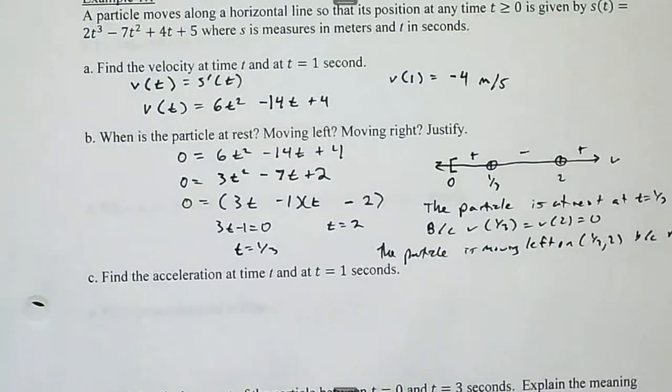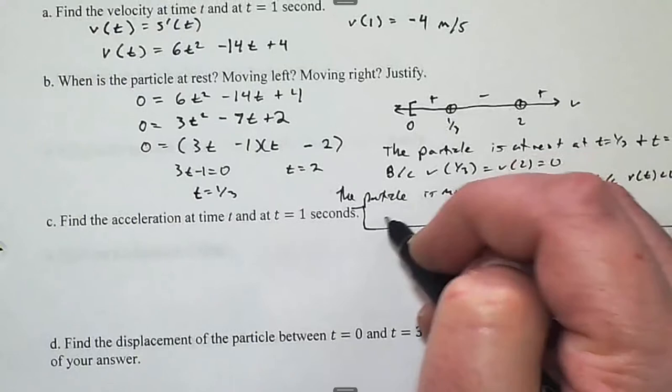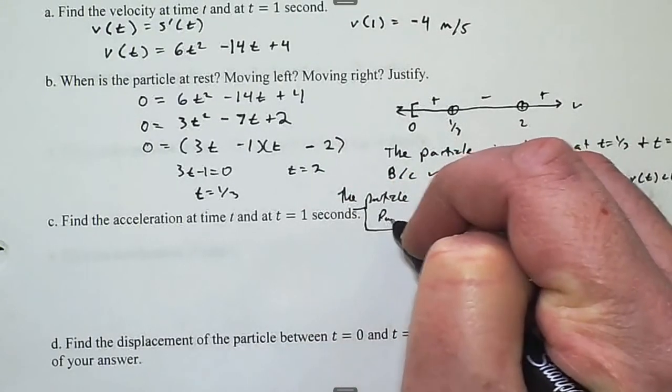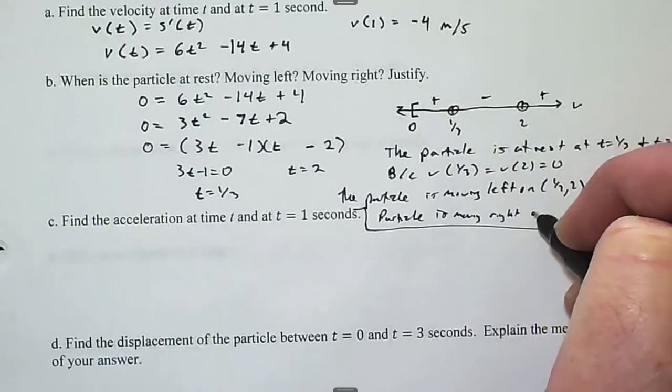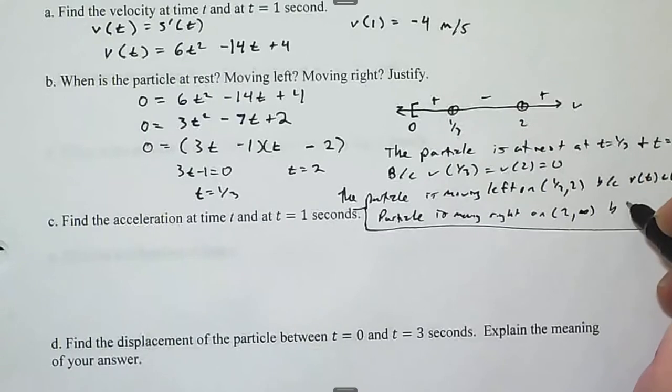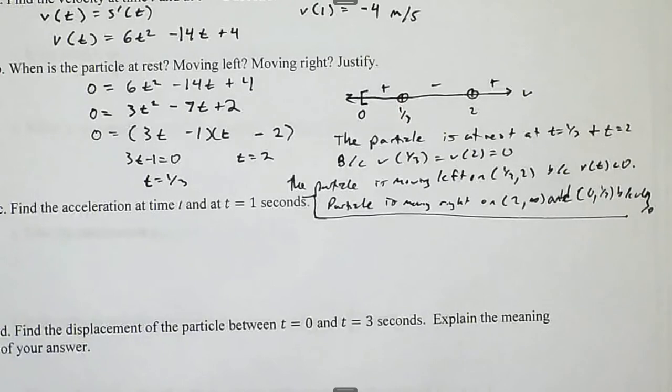Now, I could also be asked when it is moving forward, when it is moving backward, but we're just going to say left is the negative direction, right is the positive direction when moving horizontally. They usually make that clear in the problem, but I didn't. Lastly, we'll say the particle is moving right on the interval from 2 to infinity, and also from 0 to 1/3, because v of t is positive. And I kind of ran out of room there, didn't I? But you get the idea.